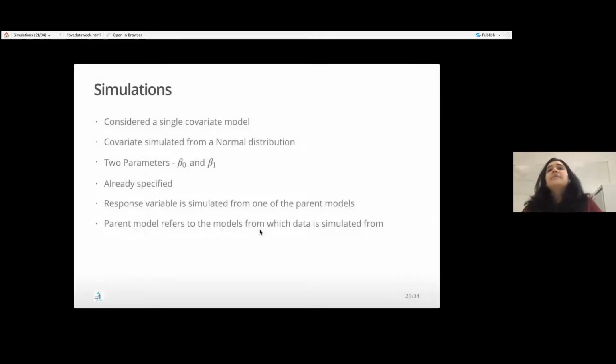So for the simulations we considered a single covariate model, and the covariate is simulated from a normal distribution. There are two parameters involved, beta 0 and beta 1, and their values are already specified. The response variable is simulated from one of the parent models. When I say parent models, it refers to the models from which the data is simulated.